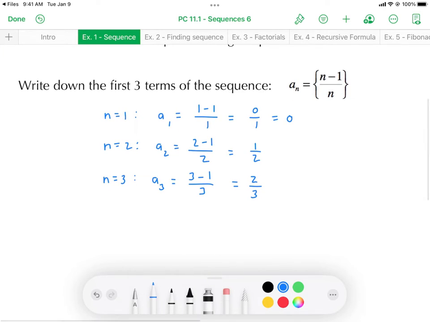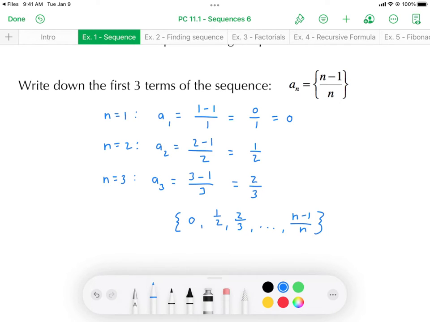Okay, and it's customary once we find these values, this is a set of numbers, right? So you typically represent sets with braces. So I'll put 0, comma, 1/2, comma, 2/3. The pattern's going to repeat itself all the way up to the nth term of the sequence, which is just represented by n minus 1 over n. Any questions on that example?